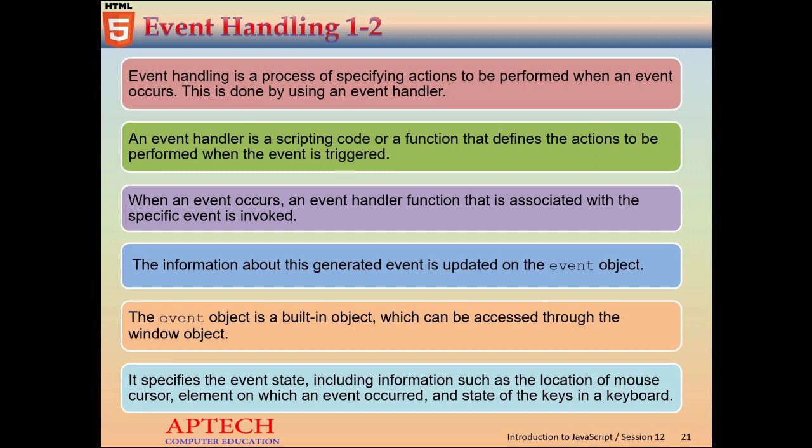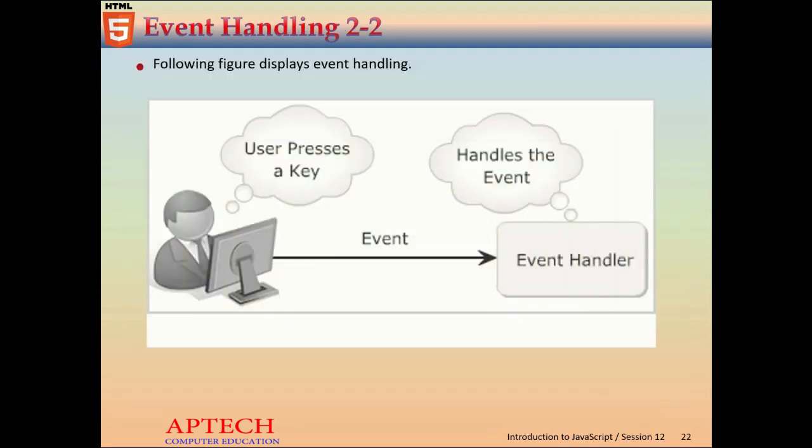An event object is a built-in object which can be accessed through the window object. It specifies the event state, including the location of the mouse cursor when you move it, the element on which the event occurred, and the state of the key on the keyboard, which is also an event state. Let's say when you press a key, an event is raised and the event handler handles that event.